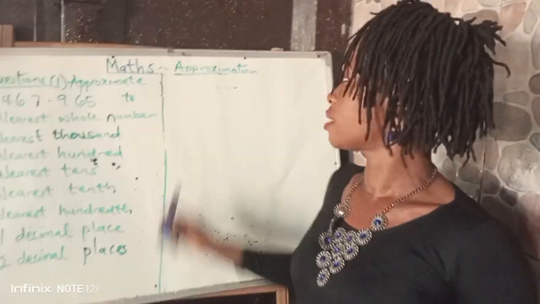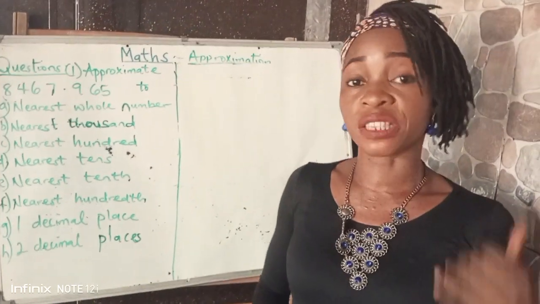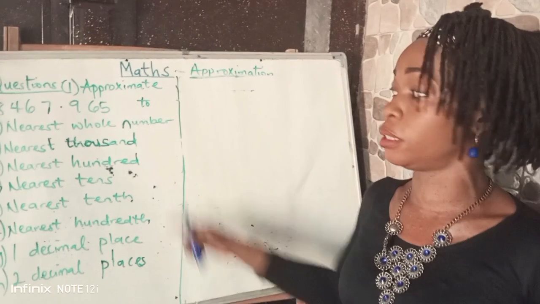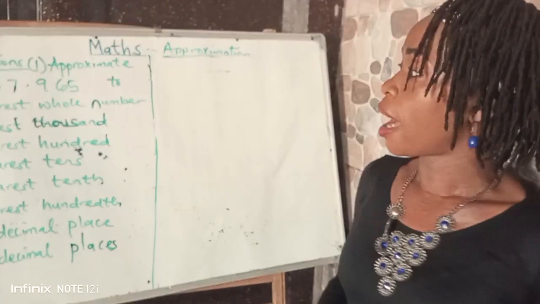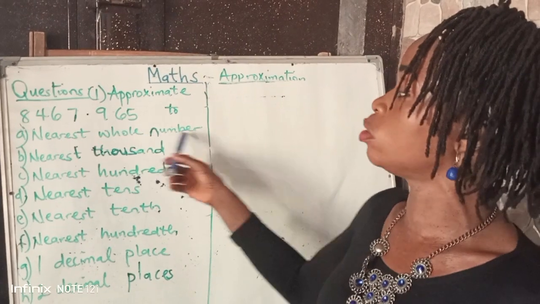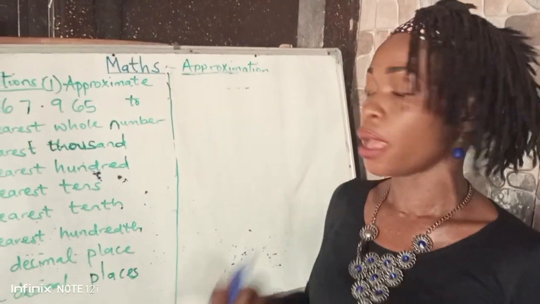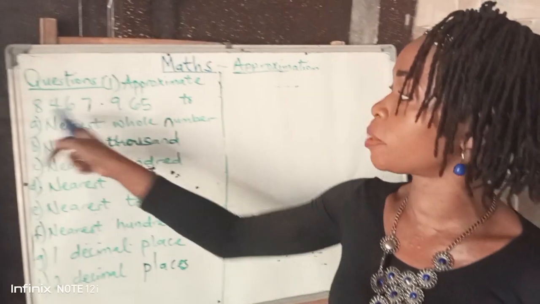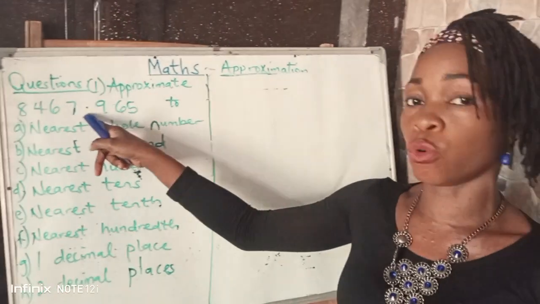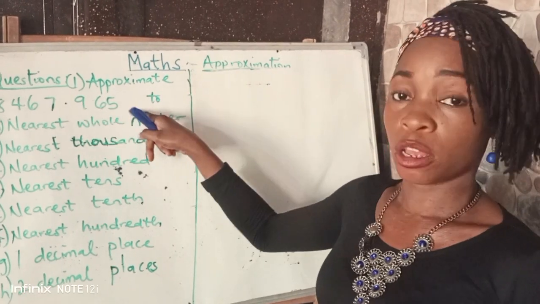Today's topic is approximation. The knowledge of our previous topic, place value, will help us to have a deep understanding of approximation. According to our question, we have to approximate to the nearest whole number. The first thing we need to know is to identify our whole number. Please do not forget that the numbers before our decimal point are the whole numbers, and the numbers after the decimal point are the decimal numbers.